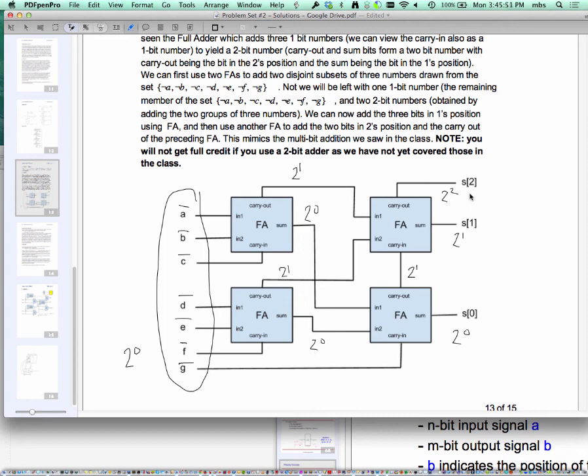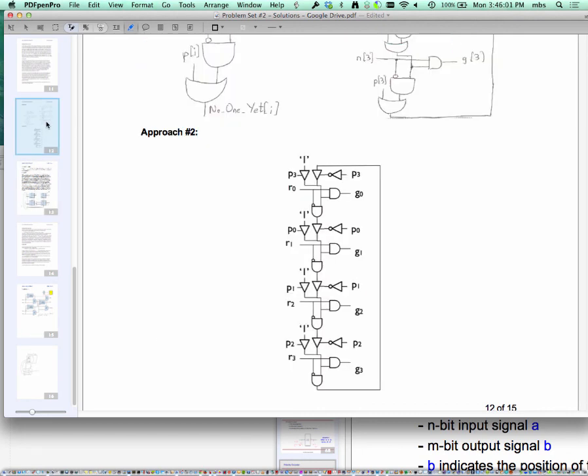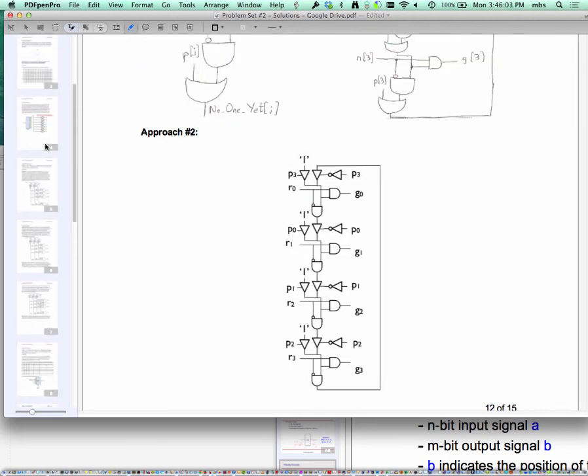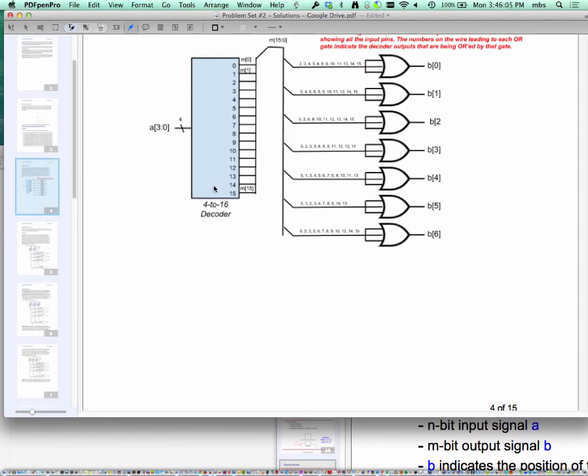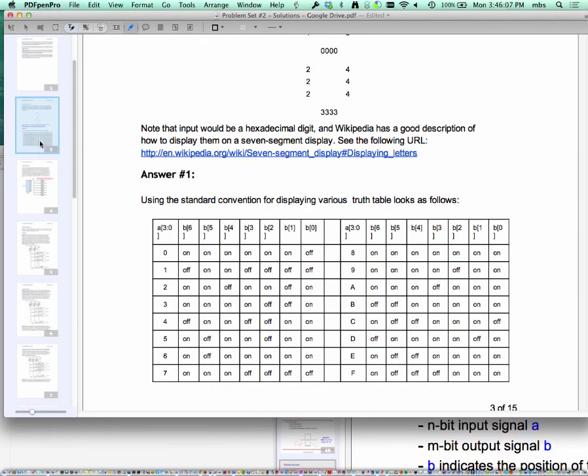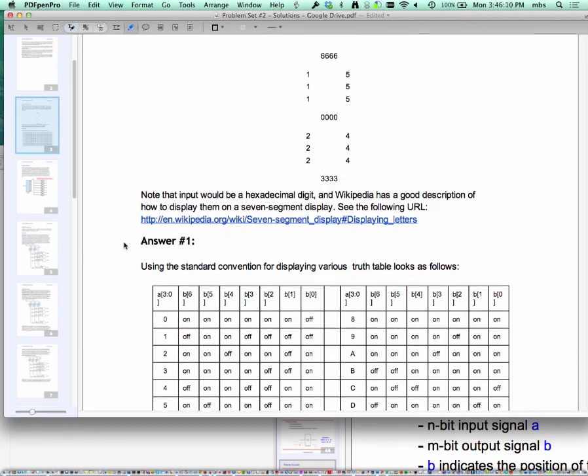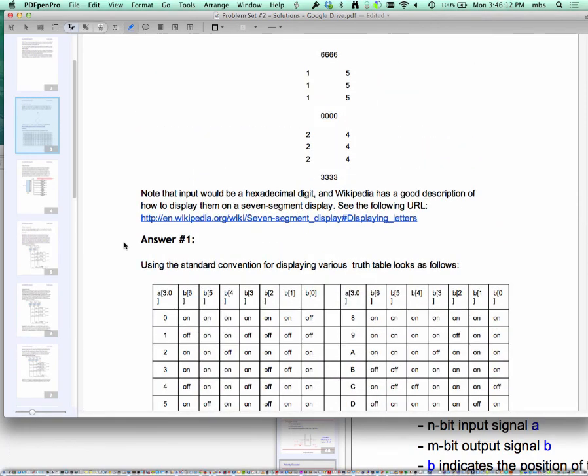Any questions on this one? None? Okay. Let's see, which other problem did I not cover? Seven segment display. Any questions on that one? The TAs have covered it quite well. So hopefully.